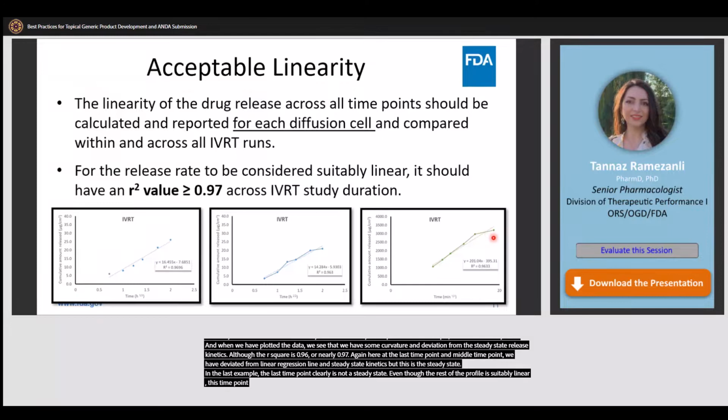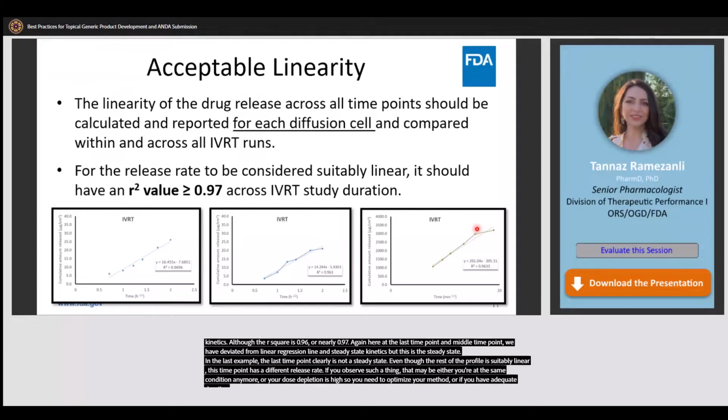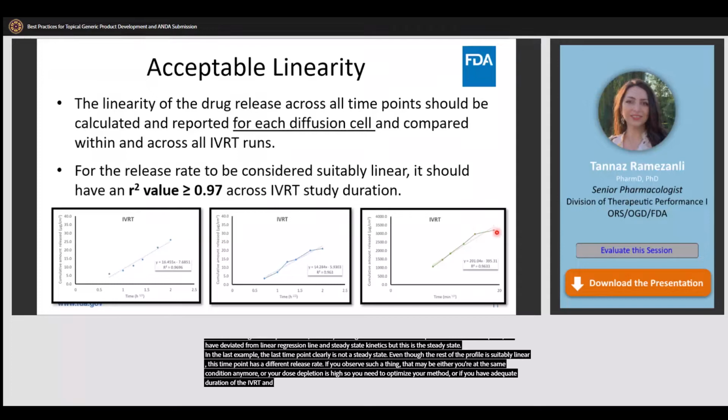And if you observe such a thing, maybe either you're not at the same condition anymore, or your dose depletion is high, so you need to optimize your method. Or if you have adequate duration of the IVRT and sampling time points up to this point, you can maybe just exclude the last time point. But again, we see that R-square is 0.96, even though we don't have steady state release kinetics for all our samples.